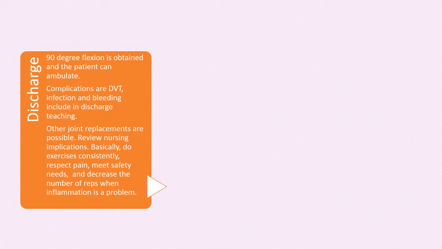For discharge teaching, the patient should have a 90-degree flexion and the patient can ambulate before discharge. Let them know there are complications of a DVT and an infection or bleeding. Other joint replacements are possible. You want to review nursing implications. Have them do exercises consistently, respect their pain, meet their safety needs, and decrease the number of reps when there is inflammation.